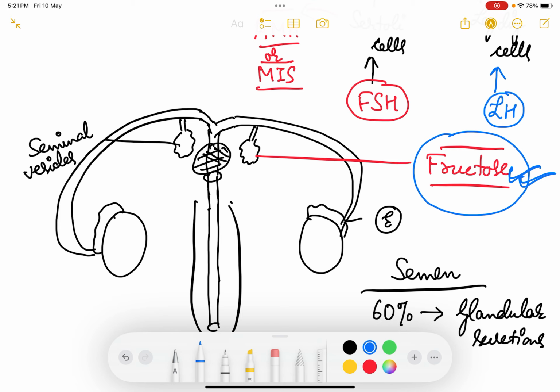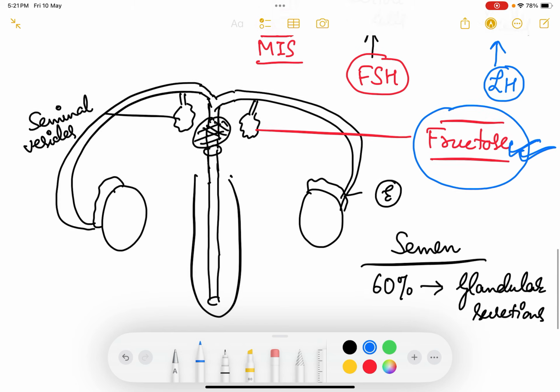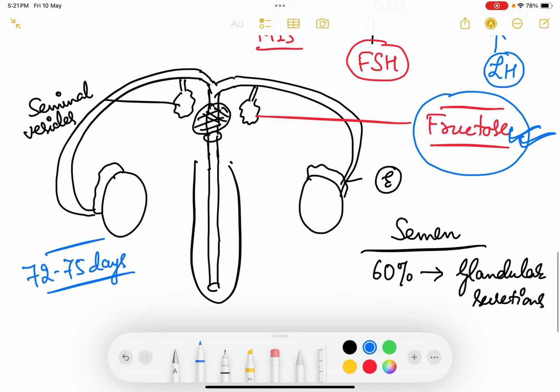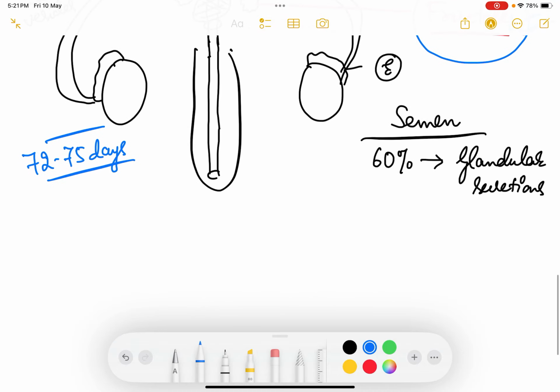So this is clear to you all till now. The entire process of spermatogenesis, we all know, takes around 72 to 75 days. I'm not going into much detail of that. You can read it up in your physiology or anatomy textbooks. But what we will concentrate on is how we manage an infertile couple. So basically this is how the semen is formed.